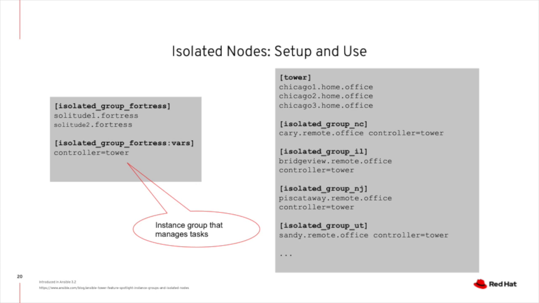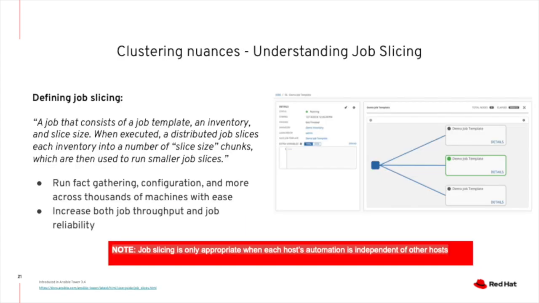The final idea that I'd like to present here is job slicing. Job slicing as an idea was introduced in Ansible 3.4, which is the current stable release of Ansible. What job slicing does is that it allows you to take an existing job template and divide how many devices that particular job template is running against.